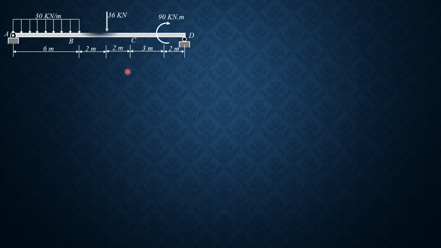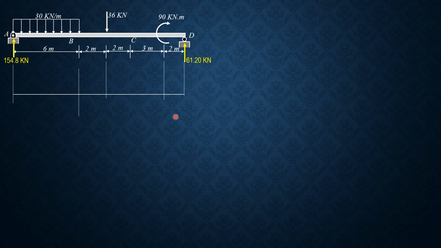So let's proceed to the second basic method. This is area moment. Same beam, after we remove the two reaction components, or supports, it becomes simply supported. And these are the reactions: the reaction at A, and the vertical reaction at D. Then let's have the moment diagram by parts. Let's make B our moment center. So we have 154.8 times 6, 928.8.